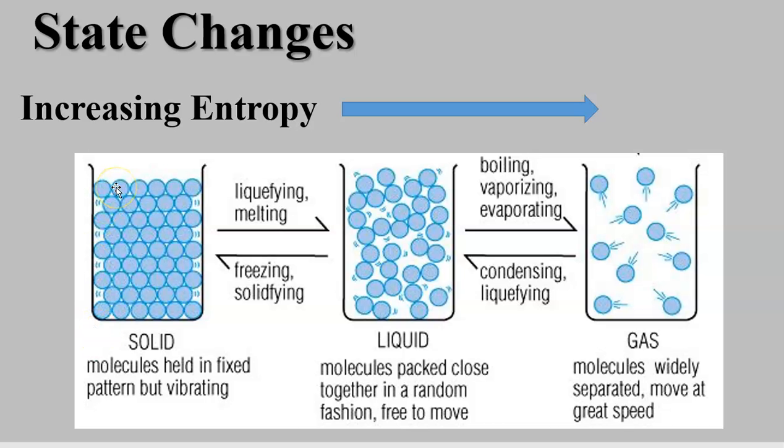So, as we move from solid to liquid to gas, we increase entropy. So processes that increase entropy are things that are going to get you closer and closer to a gas state. Things that decrease entropy are getting you closer to the solid state.